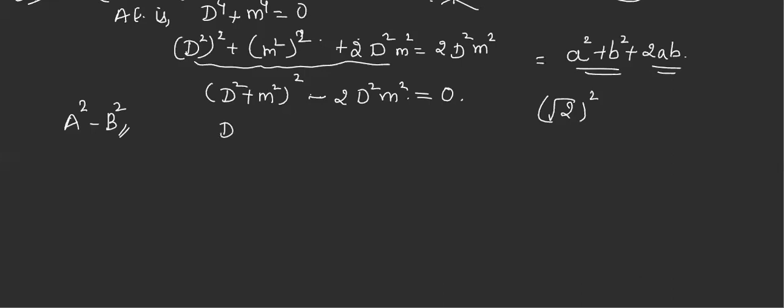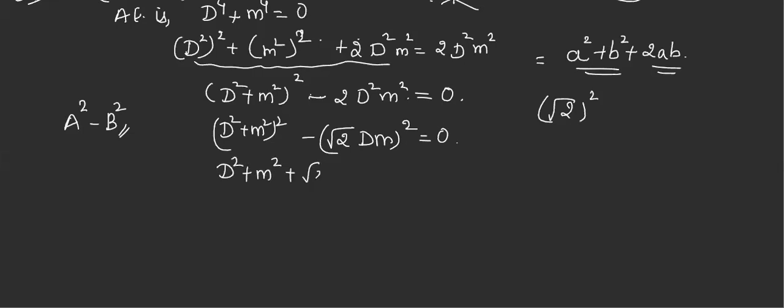So I will write d square plus m square, the whole square, minus, how to write 2? Root 2 d m, the whole square. Am I correct? I have not written anything extra. Yes, this is a plus b into a minus b. So what is the expansion? A plus b into a minus b, correct?